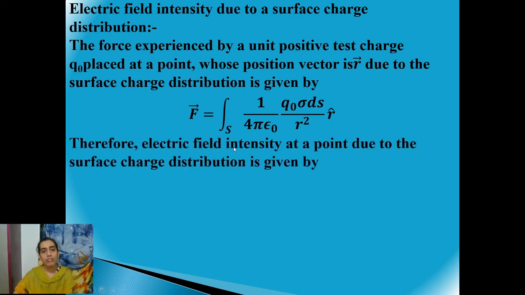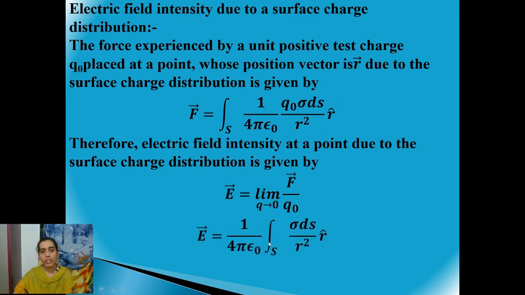And according to the definition of electric field intensity, we know that vector E is equal to the limit of vector F divided by Q naught, as Q tends to 0. Substituting the value of vector F from the above equation, we get the expression as vector E is equal to 1 over 4 pi epsilon naught surface integral of sigma into dS divided by r square into r cap.